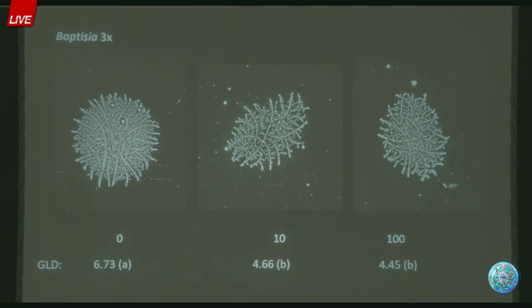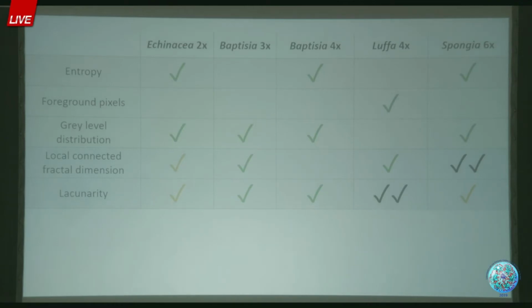Here is a sample of Baptisia 3x, so it's a 3rd decimal dilution. You can see that the unsuccussed variant is more complex than the other 2. We analyzed 5 different image parameters: entropy, which is a textural parameter; foreground pixel and gray level distribution, which give insight into how big the structure is; and the local connected fractal dimension and lacunarity, which are fractal parameters.